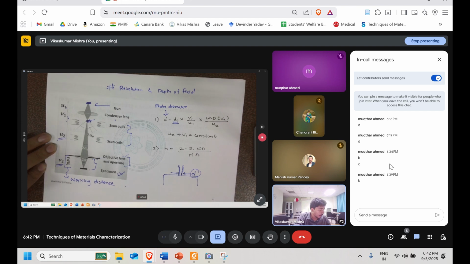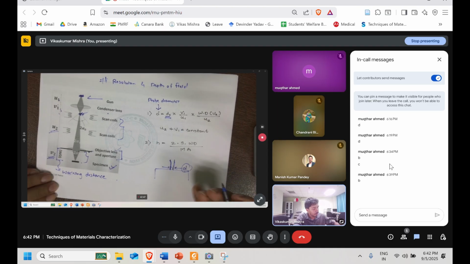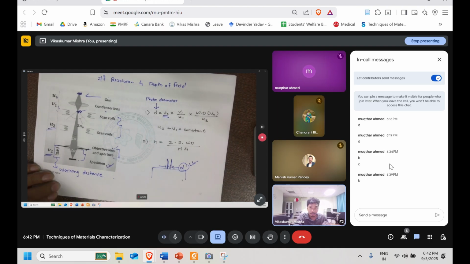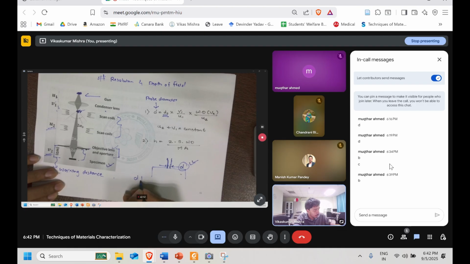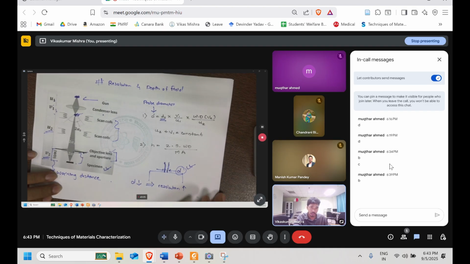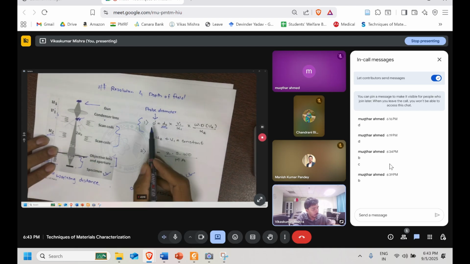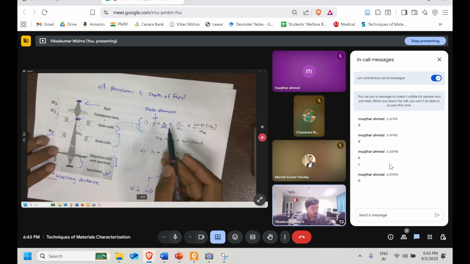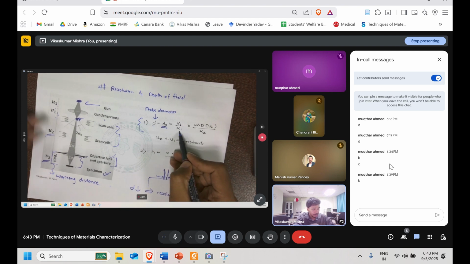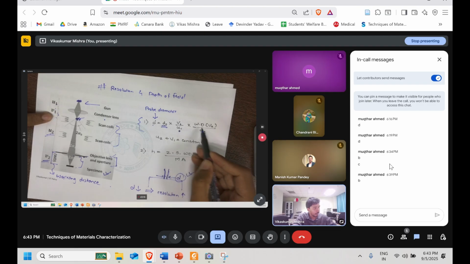Now, what is our aim? We want D to be as small as possible. If D is small, then our resolution will be improved. So our aim is to get D as small as possible. Using the lens formula, we have obtained that D equals D naught times V1 divided by U1, times V2 divided by U2.